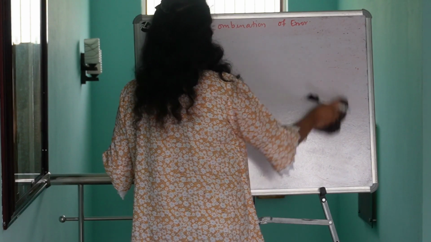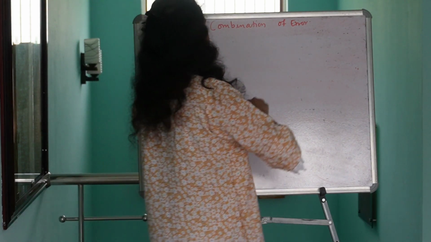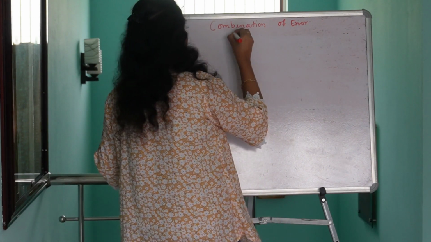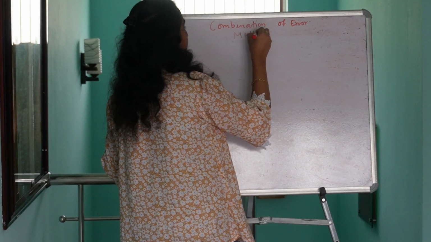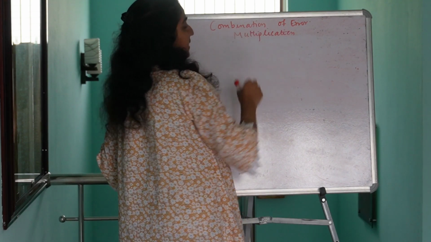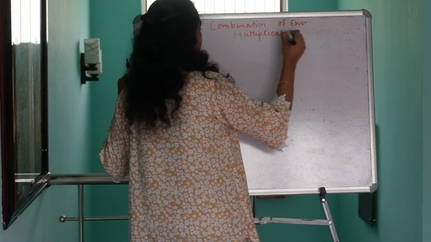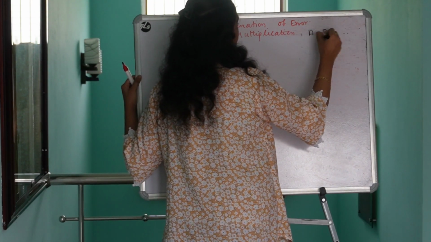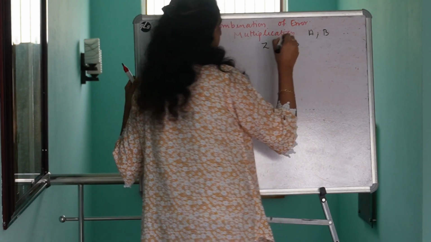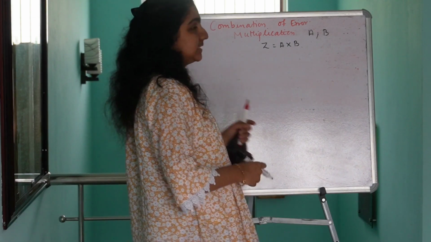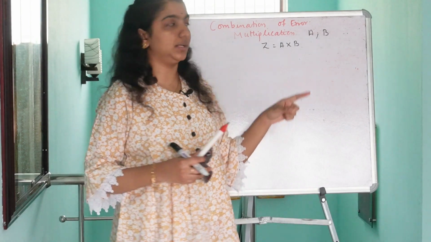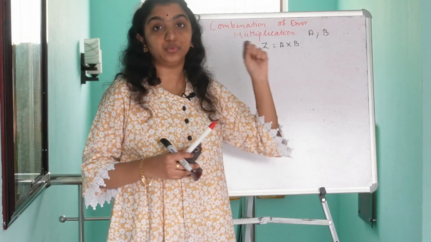Now let's discuss the third case, that is multiplication. Here you are given two physical quantities A and B, and the resultant Z is equal to A into B. In the previous two cases, the resultant Z was equal to A plus B, and again equal to A minus B. Now the resultant Z is equal to A into B.